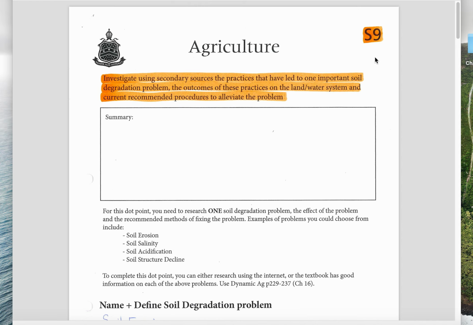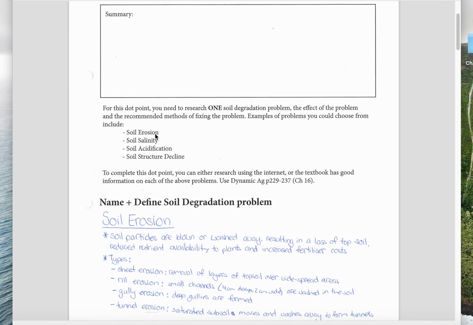Welcome to Dot Point S9, and today we're looking at the practices that have led to one important soil degradation problem, the outcomes of these practices on the land and water system, and current recommended procedures to alleviate the problem. So you could have talked about any of these couple of things here. These are all soil degradation problems. So we've got erosion, salinity, acidification, and also soil structural decline.